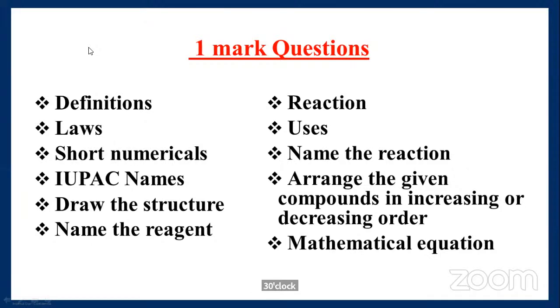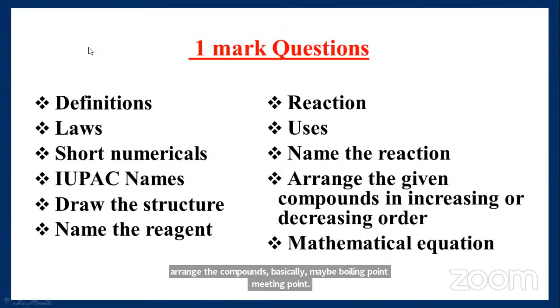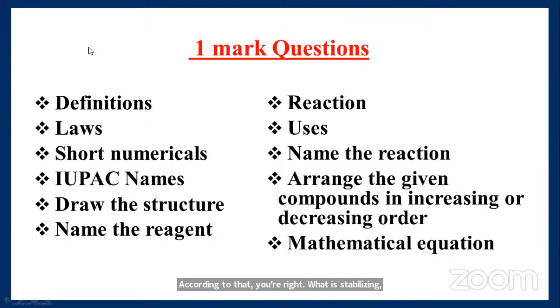For uses, remember that if uses are asked for 1 mark, at least you have to write 2 uses. Half mark is allotted for each use. Name the reaction: a reaction is given. Here, you have to identify the reaction and write the name of that reaction. With increasing and decreasing order, when you arrange the compounds, the basic criterion is given, maybe boiling point, melting point, according to which you have to write, or stability. Mathematical equation: here you have to write the direct equation.